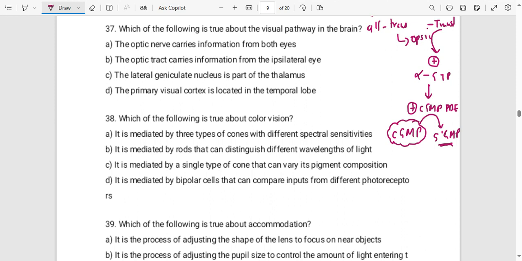Anyone that can help with this one? It is C, right? Lateral geniculate nucleus is part of the thalamus. Why not A? Optic nerve carries information from both eyes. Why is that not correct?